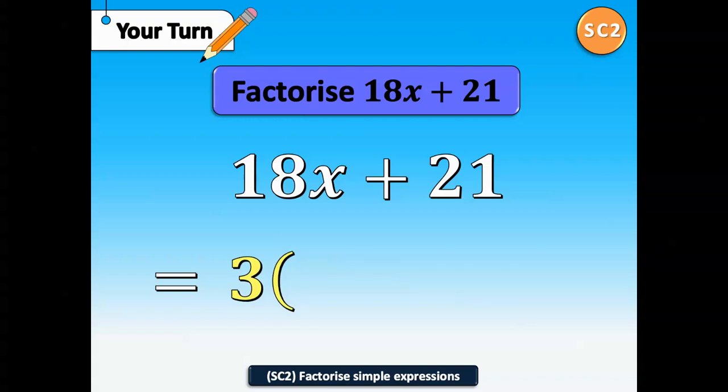So I now need to think, what do I times 3 by to make 18x? Well, I times it by 6x. And what do I times 3 by to make 21? I times it by 7. That's my answer. 3 brackets 6x plus 7.